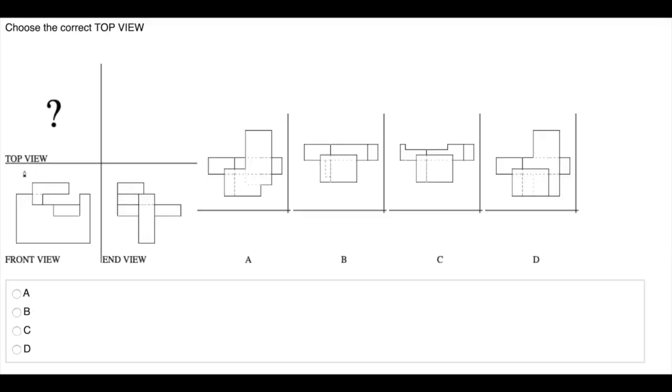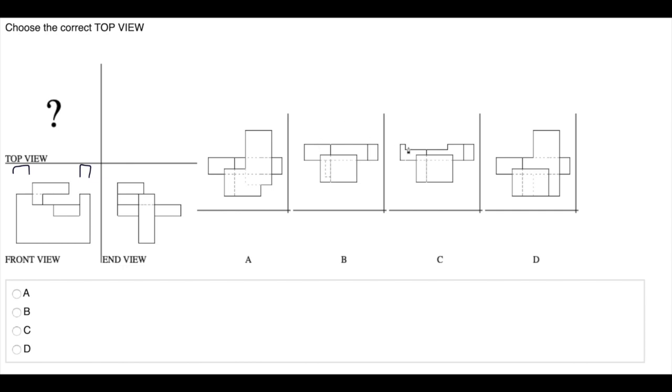So here we have the front view and the end view, and we're trying to find the top view. So on the left side, we're looking for that much space. On the right side, we're looking for that. For the top view, we shouldn't see any lines on that section. So A, we don't see any lines, so we're good. B, we don't see any lines, we're good.